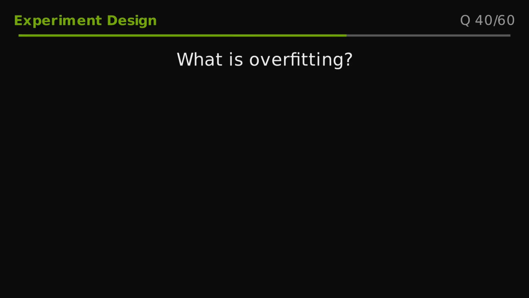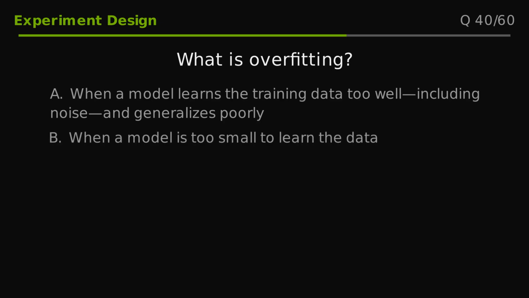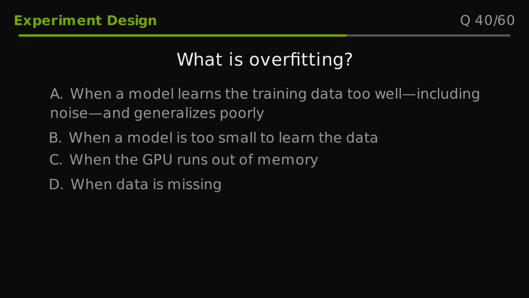Question 40. What is overfitting? Option A. When a model learns the training data too well, including noise, and generalizes poorly. Option B. When a model is too small to learn the data. Option C. When the model runs out of memory. Option D. When data is missing.